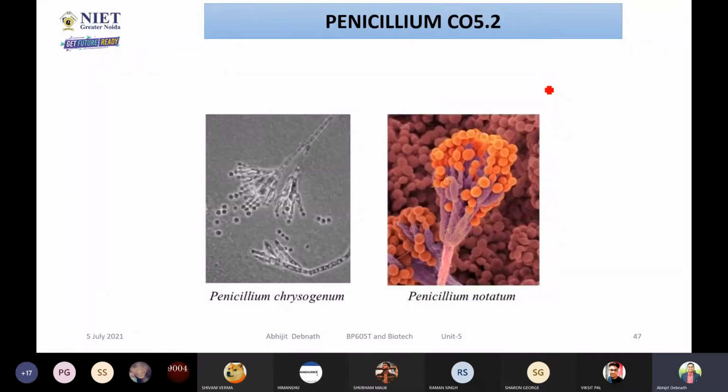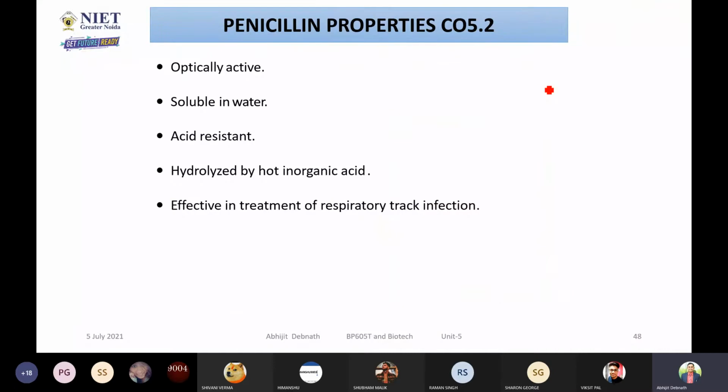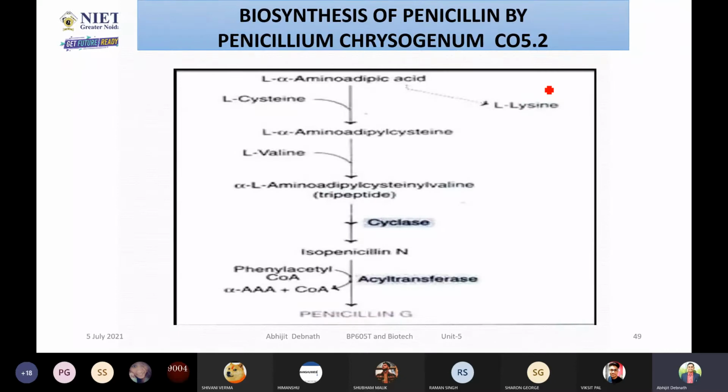Then the question was how you will be able to produce the penicillin. So these are the various properties. I think that part also I have mentioned. And for the biosynthesis, you can follow this particular workflow. You can start with the L-alpha amino adipic acid, and through various steps you can ultimately get penicillin G.